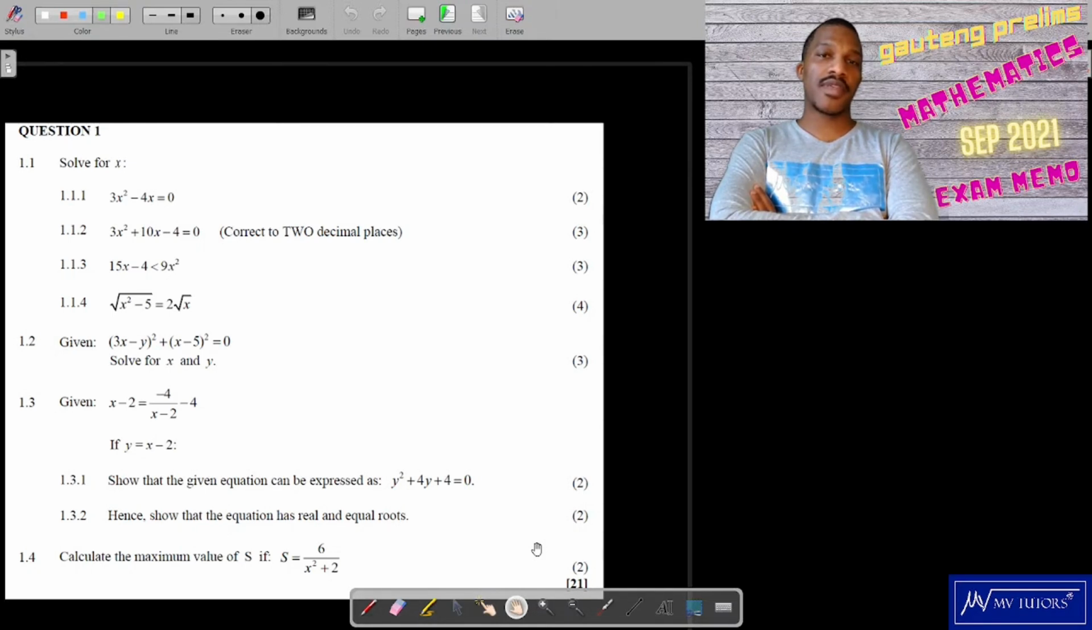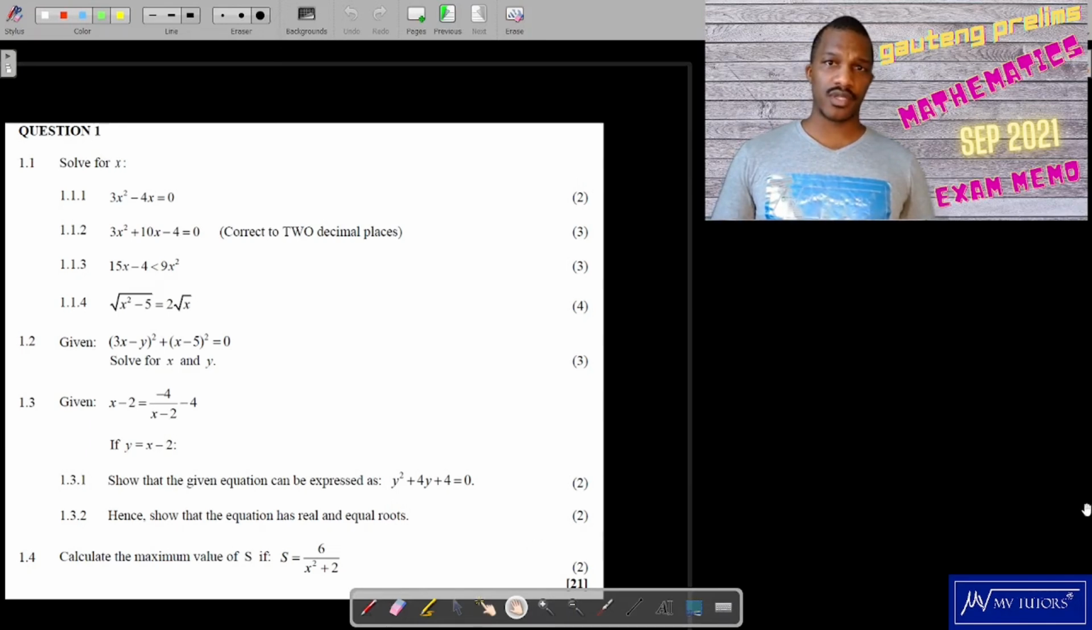This is the mathematics paper one, and this paper you actually wrote it yesterday. Today is a Saturday. Yesterday was the Friday, so it's the weekend when we're recording this. So we will probably be the first ones to take out this memorandum explained in a more digestible way. So without any further ado, let's just get right into it.